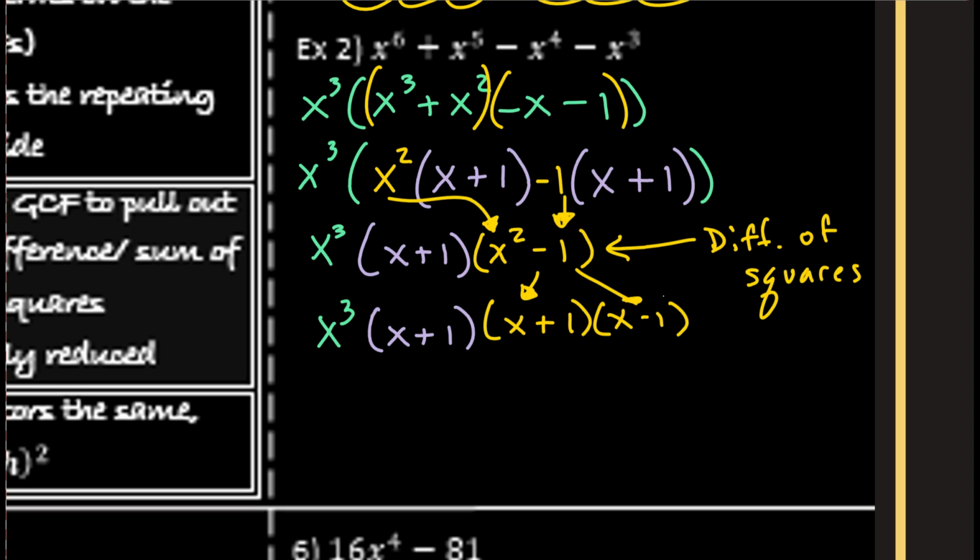What if you just left it as x squared minus 1? Would that be wrong? You'd get partial credit. You wouldn't get full credit.